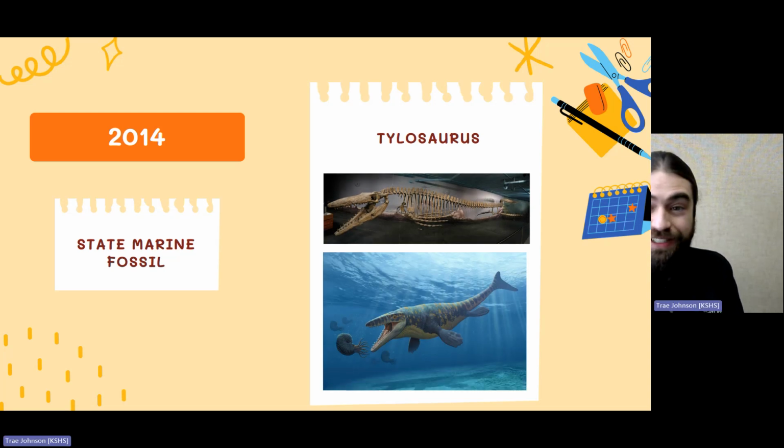The second state fossil, the marine fossil, was the Tylosaurus. It was a large marine lizard that lived in the sea and grew up to be around 45 feet long. Like the pteranodon, it wasn't a dinosaur, it was a mosasaur.